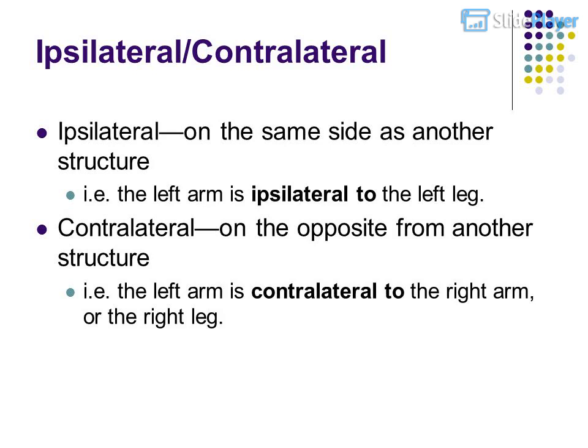Ipsilateral/contralateral. Ipsilateral, on the same side as another structure, i.e. the left arm is ipsilateral to the left leg. Contralateral, on the opposite side from another structure, i.e. the left arm is contralateral to the right arm, or the right leg.